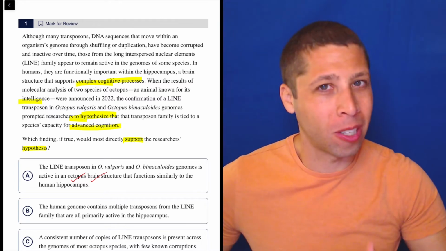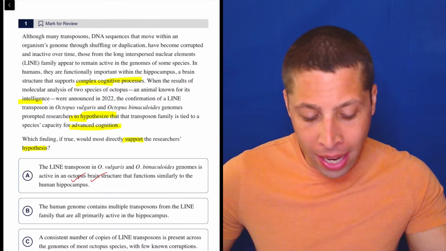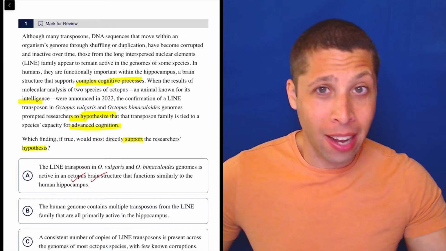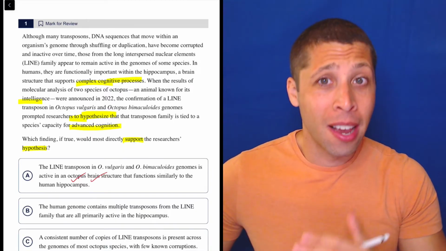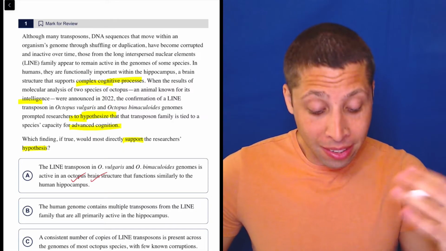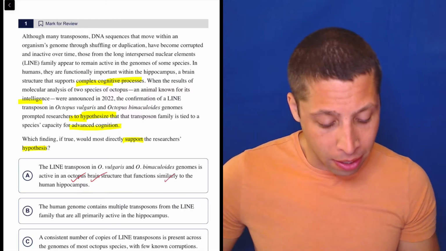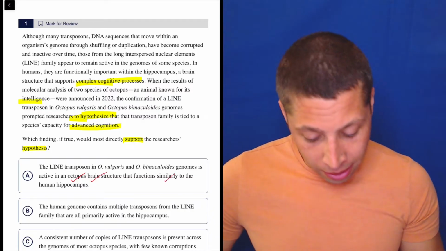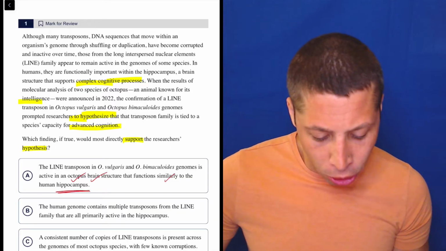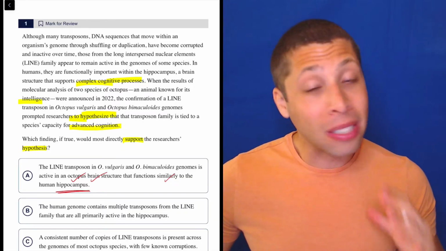I don't care what a transposon is. I don't care what the line, genome, or whatever it is. I'm not interested in learning about the science. What do they say about it? They seem to be making some sort of comparison, right? So they did talk about humans. They did talk about octopus. I'm a little nervous with the hippocampus. That seems like a very specific detail.